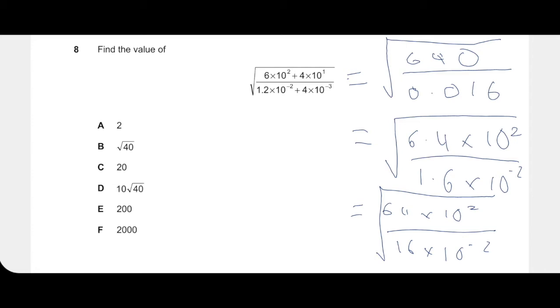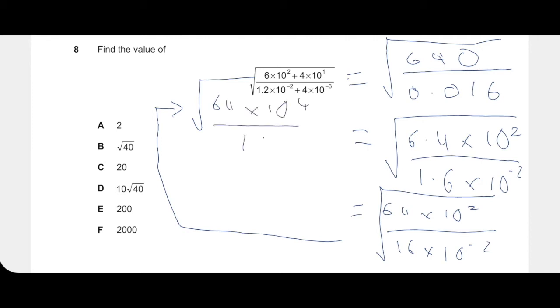Now I'm going to bring all of the times 10 to the numerator. I'm going to get rid of the times 10 to the minus 2 in the denominator by simply removing it and changing the numerator's times 10 to the 2 to times 10 to the 4. So that'll be 64 times 10 to the 4 over 16.